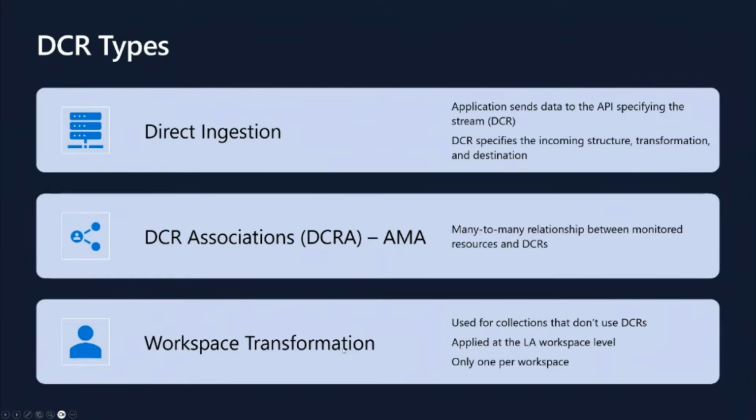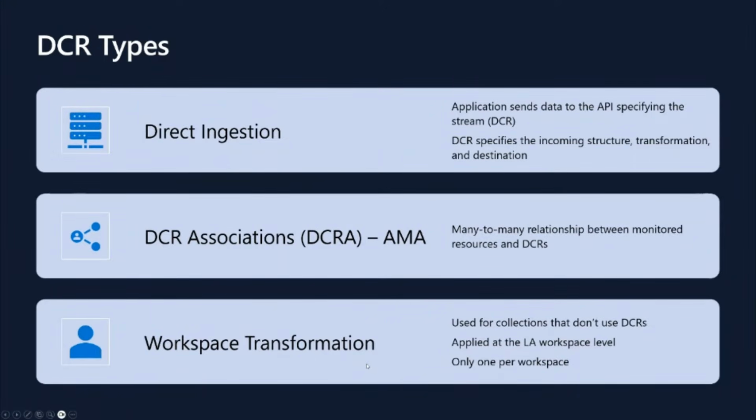I can have DCR associations, and that allows you to reuse and create strategies around a many-to-many relationship. I have multiple DCRs, and I could potentially have multiple clients. I want to be able to say this particular client is going to send data, and I want it to be processed by multiple DCRs. Or I could say I have multiple clients that are all going to be using the same DCR. So I can create that association between the clients and the DCRs to create a pretty interesting many-to-many relationship there.